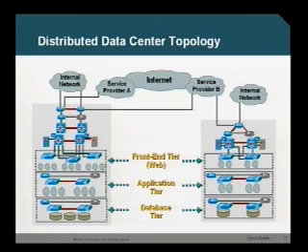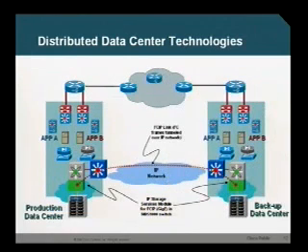Initially, the user will go to the web tier. From there, the server will initiate sessions to the middleware. From there, you will go to the database and get the requested content. When we have distributed data centers like this, in the middle we might have optical, Metro Ethernet, or in this case, it's showing Fibre Channel over IP being used to replicate data between the data centers.